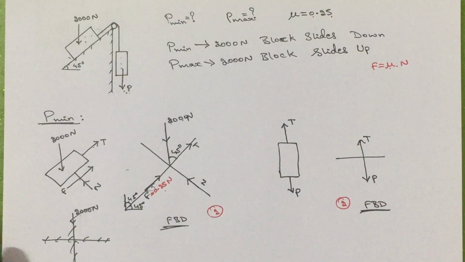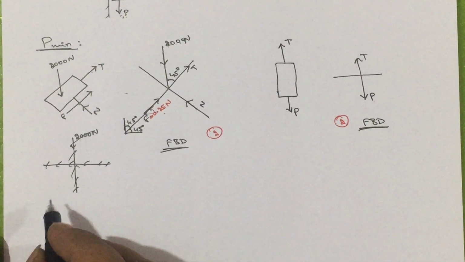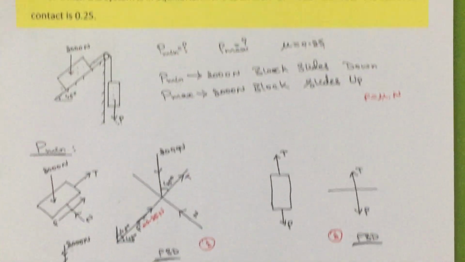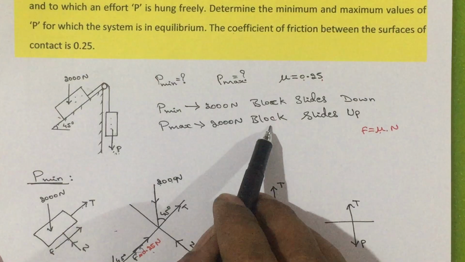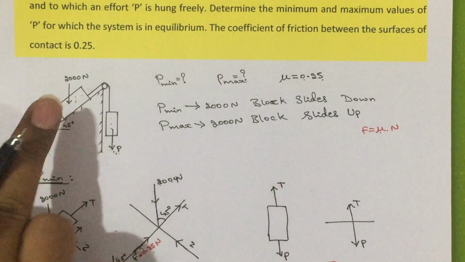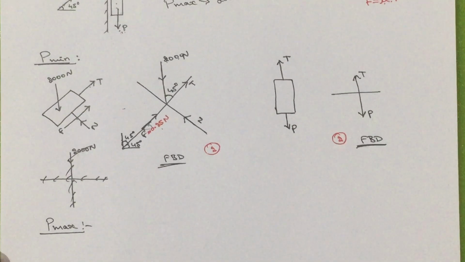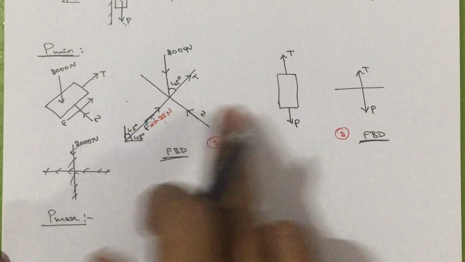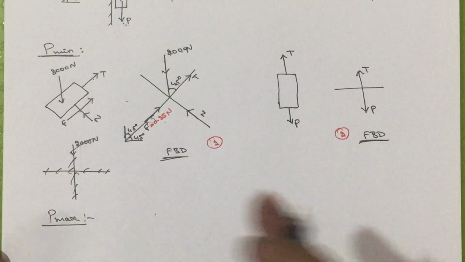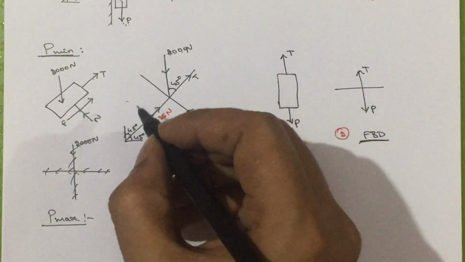Next, this is for P minimum. What about P maximum? P maximum means what? The 2000 Newton block slides upwards. This block is going to move in the upward direction. So the free body diagram remains the same. Both the free body diagrams remain. Here again write the free body diagram. Everything remains the same. Only the change is, I will denote it here.